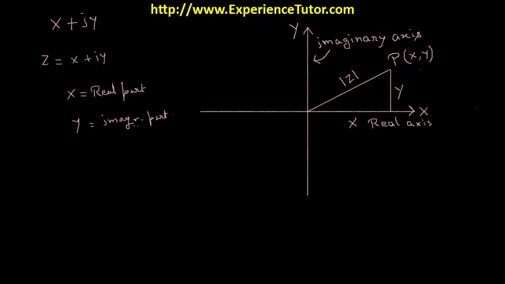The modulus of a complex number can be represented as OP. OP is equal to the modulus of z, which is equal to the square root of the real part squared, that is x squared, plus the imaginary part squared, that is y squared.